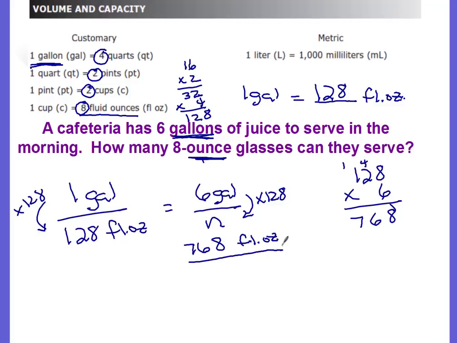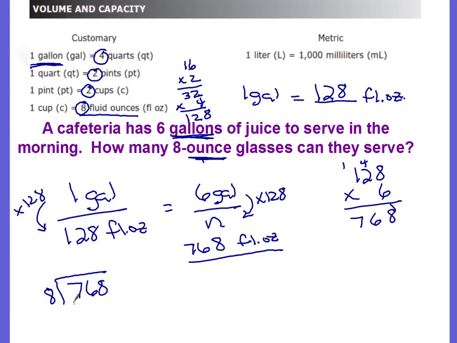All right, but did we answer the question? Did they ask us how many fluid ounces were in 6 gallons? No. They asked how many 8-ounce glasses can they serve. So we know how many total ounces there are, 768. So how many glasses, 8 ounces, can we get from 768? Well, it's a division problem. So we're going to have to go 768 and divide this by 8.